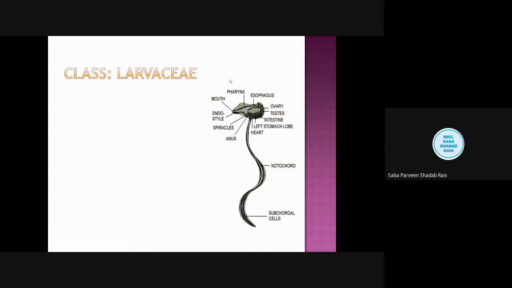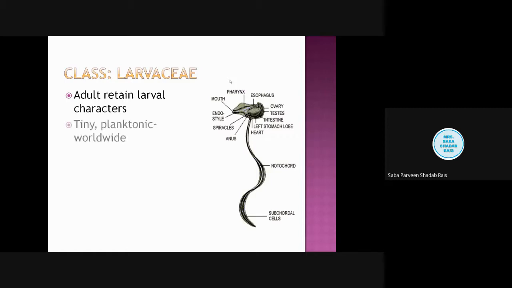Now, Larvaceae, why is it called Larvaceae? The name itself tells us it is related to larva. Interestingly, as adults they retain the larval characters throughout their life. It is not that they become adults; at all stages of life, they maintain the larval character. That's why they are called Larvaceae.